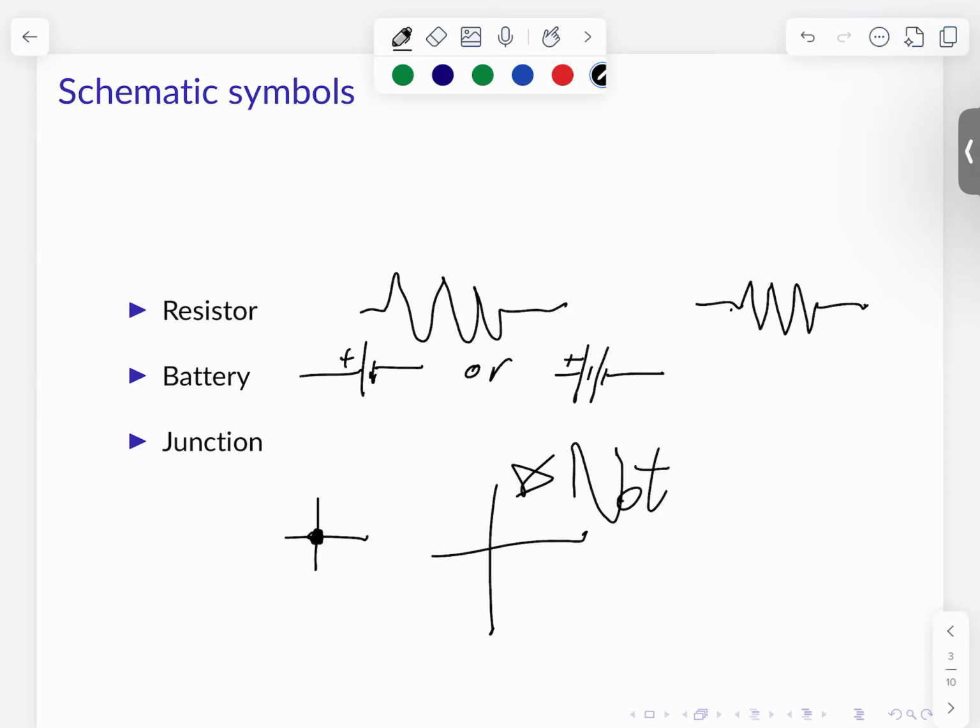Hey, real fast. What does a resistor hold constant? What is always true about a resistor? It has a constant what? Resistance. What is true about a battery? It holds a constant what? Voltage. What does a junction always have constant? Nothing. It's just wires.